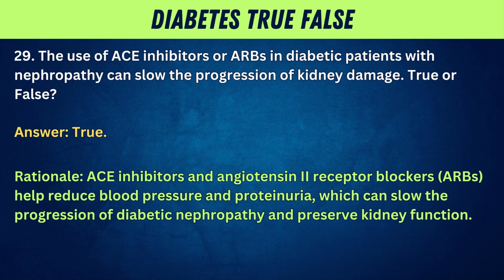29. The use of ACE inhibitors or ARBs in diabetic patients with nephropathy can slow the progression of kidney damage. True or false? Answer: true. Rationale: ACE inhibitors and angiotensin II receptor blockers, ARBs, help reduce blood pressure and proteinuria, which can slow the progression of diabetic nephropathy and preserve kidney function.